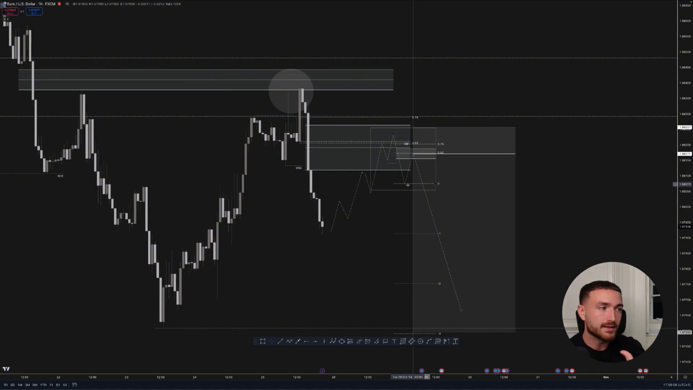I would then look at potentially this low as taking 25% off, and then look at this low as taking another 25% off here, which matched up with my 1 standard deviation of the move extended.